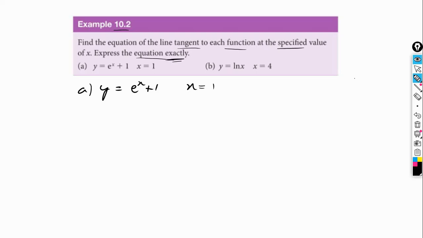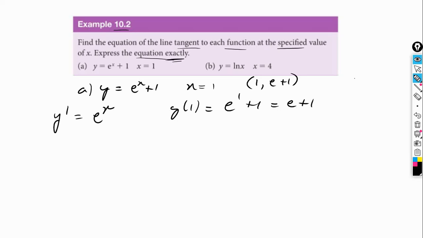First, we need the y coordinate, right? So y of 1 is just going to equal e to the 1 plus 1, and that's just e plus 1. That means that the coordinate we need, or the point of tangency, is going to be 1 comma e plus 1. Now we need to find the derivative of this, but that's easy, right? We know that the derivative will just be Euler's number. And then at 1, we will find the slope of the tangent line. So we plug in 1, and we're just going to get Euler's number.